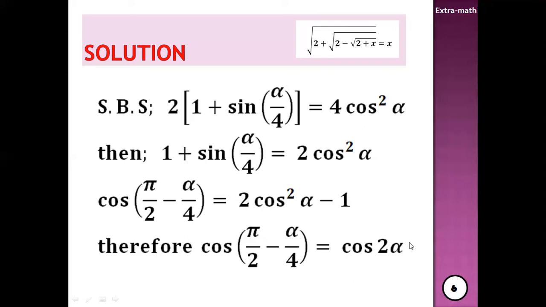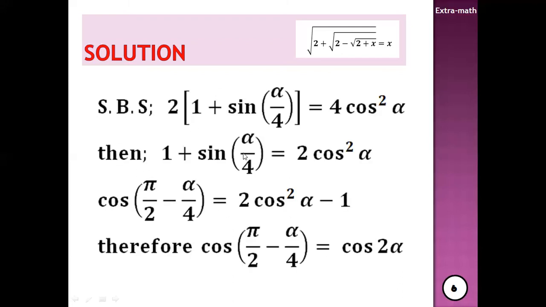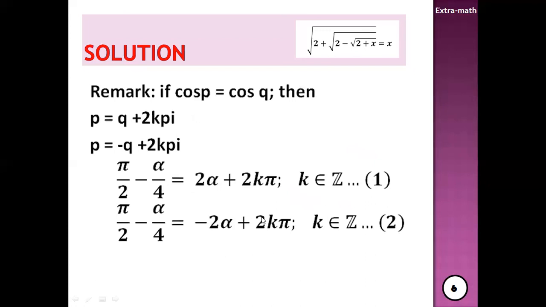Therefore, the new form of the equation becomes cosine of pi by 2 minus alpha over 4 equals cosine 2 alpha. Remark: if we have cosine p equals cosine q, then p is equal to q plus 2k pi, or p equals minus q plus 2k pi. So we get pi over 2 minus alpha over 4 equals 2 alpha plus 2k pi, or minus 2 alpha plus 2k pi. Here we get the solutions that fit the condition.